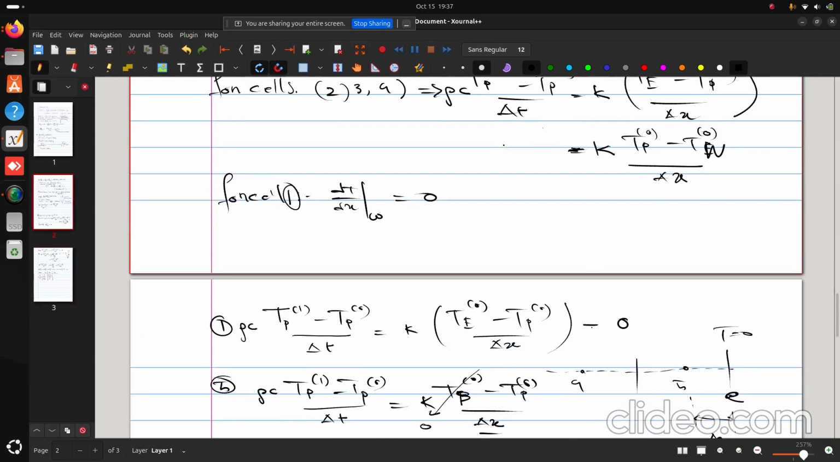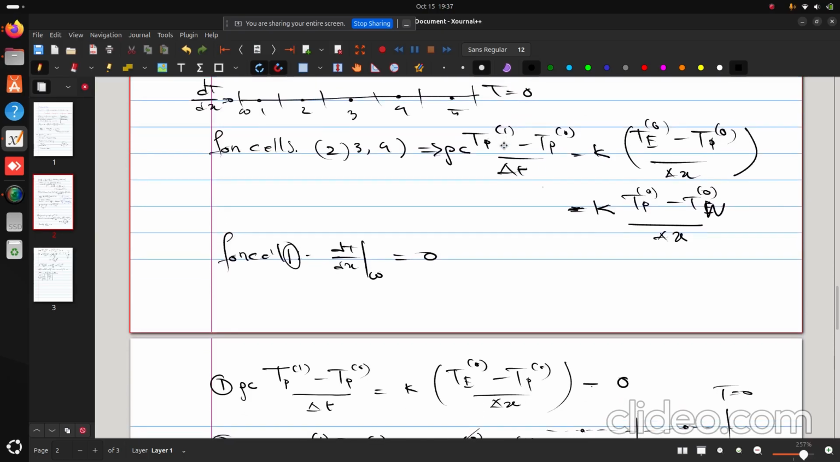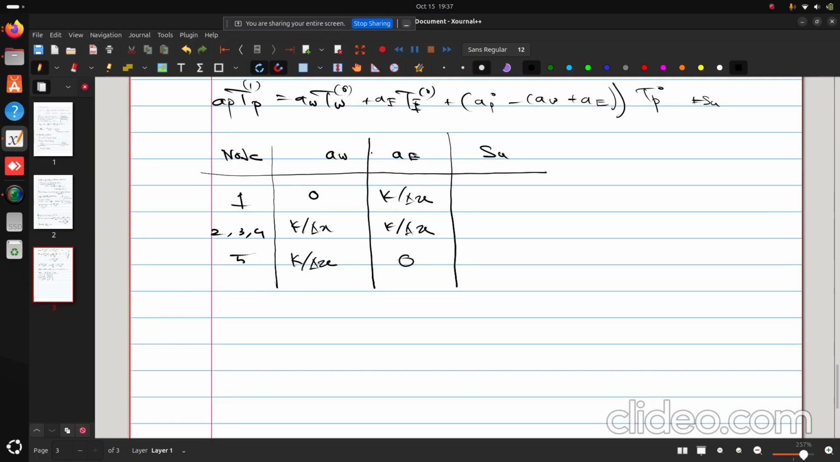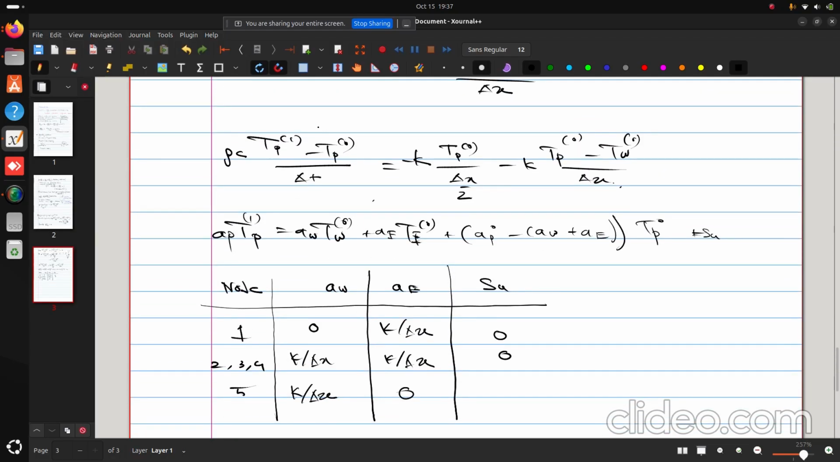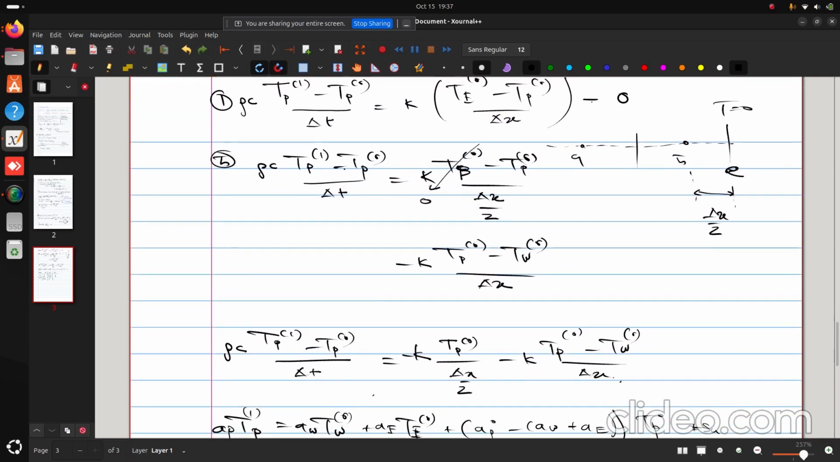So for point 1 and for the interior points, there will not be any extra source terms, right? So the source terms will be 0 for node number 1 and node numbers 2, 3 and 4. But in node number 5, if you see, we will be encountering this whole term, which will get absorbed in the source term.